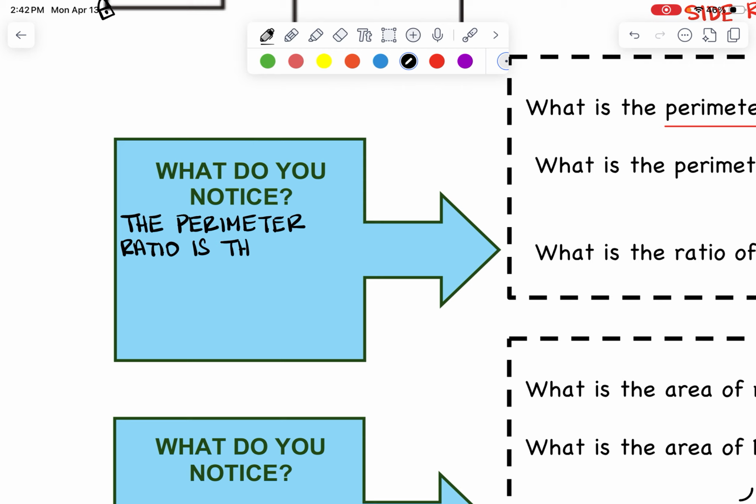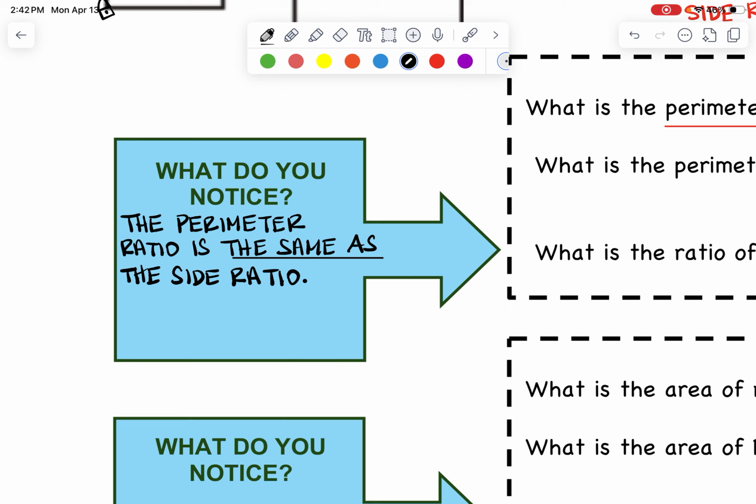is the same as, just going to underline that, the perimeter ratio is the same as the side ratio, aka scale factor. You could also write scale factor right here if you want to. All right, so the perimeter ratio will always be the same as the side ratio, right? Between two similar figures. Of course, this is only true of similar figures.